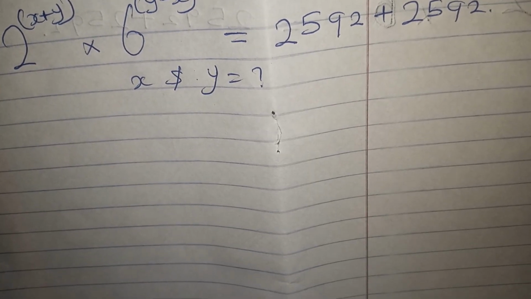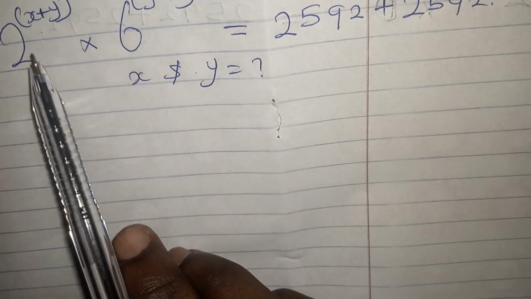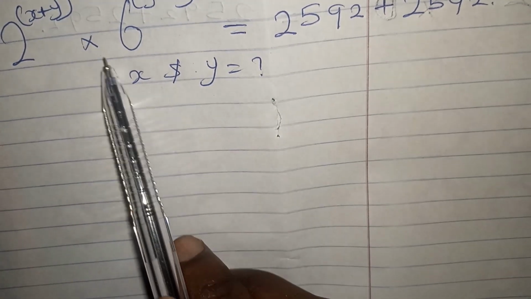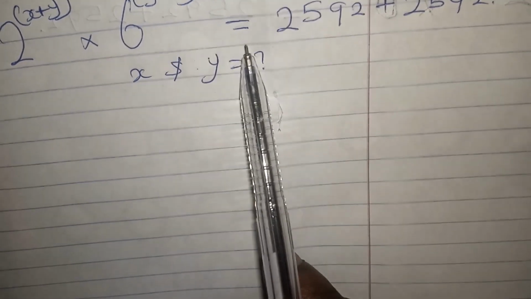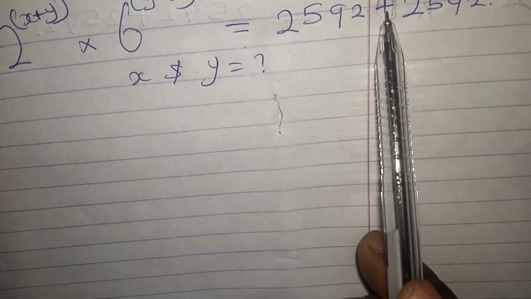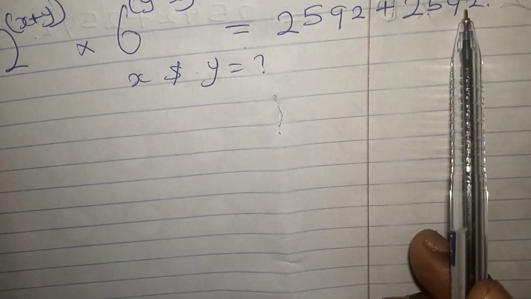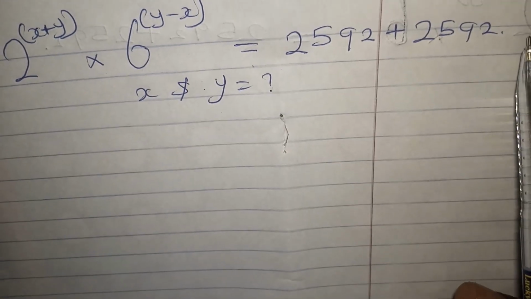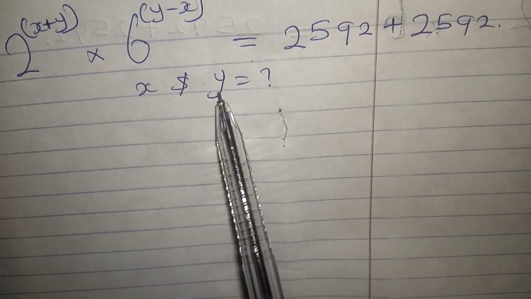I want to solve another math challenge which reads: 2 to the power of x plus y times 6 to the power of y minus x is equal to 2592 plus 2592, and we are looking for the possible values of x and y.